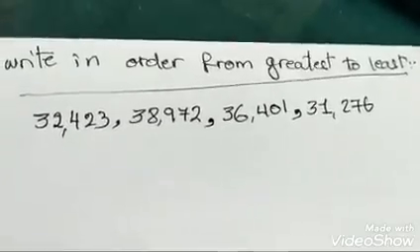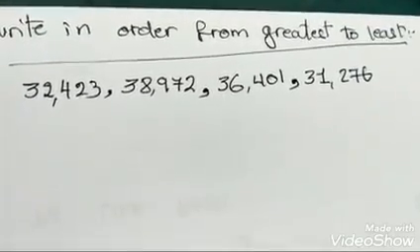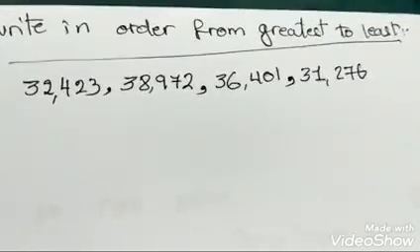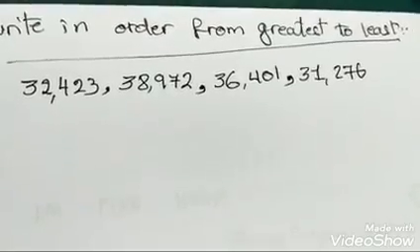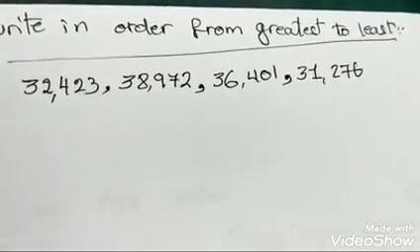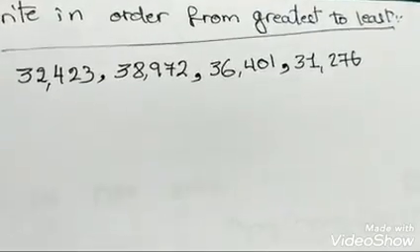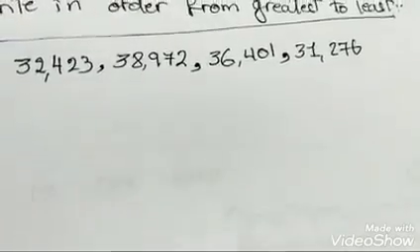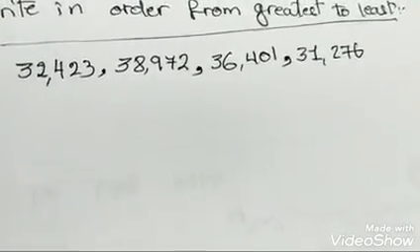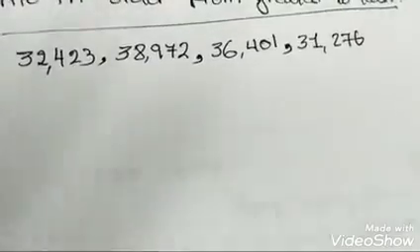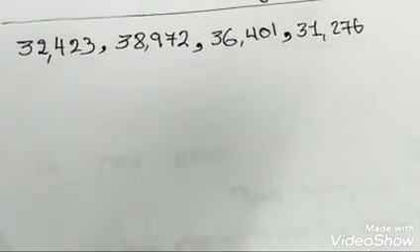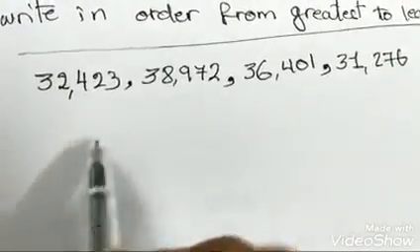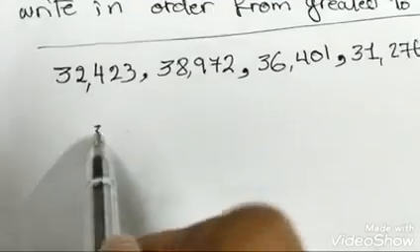Another example we have: write in order from greatest to least. 32,423, then 38,972, then 36,401, then 31,276. As we said before, first to order we have to compare, and to compare in order we have to align these numbers by digit. Okay, align the digits by the place value. So I have to write it vertically.